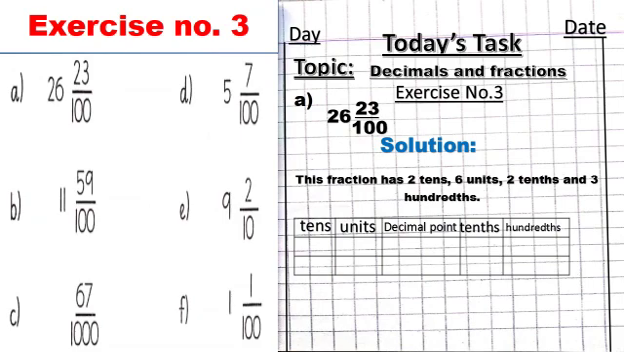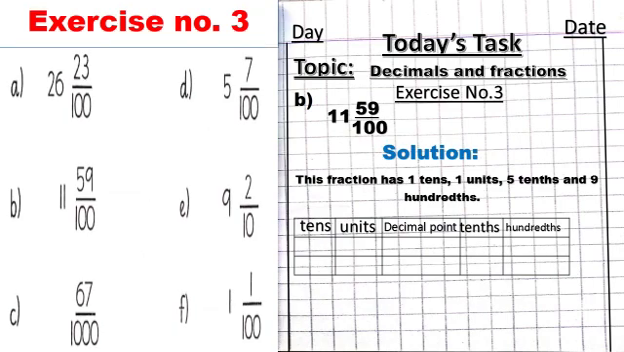So this fraction has 2 tens, 6 units, 2 tenths and 3 hundredths. So dear students, first of all we will draw our decimal place value chart just like as, and then we will write 2 in the tens place, 6 in the units place, then the decimal point and 2 tenths, 3 hundredths. So this fraction in decimal numbers is written as 26.23.